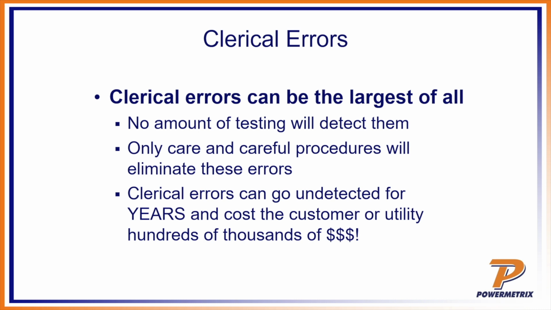This is the clerical part of the job. This is where we transfer the right numbers in the right places. Only care and careful procedures will eliminate these kinds of errors. Okay? Clerical errors can go on undetected for years and cost the customer or the utility hundreds of thousands of dollars. So these are the kinds of things that you have to pay very special attention to. Make sure that the billing multiplier that you have in your 3 series matches the multiplier on the nameplate. Make sure that the ratio is the same on both devices, and so on and so forth.